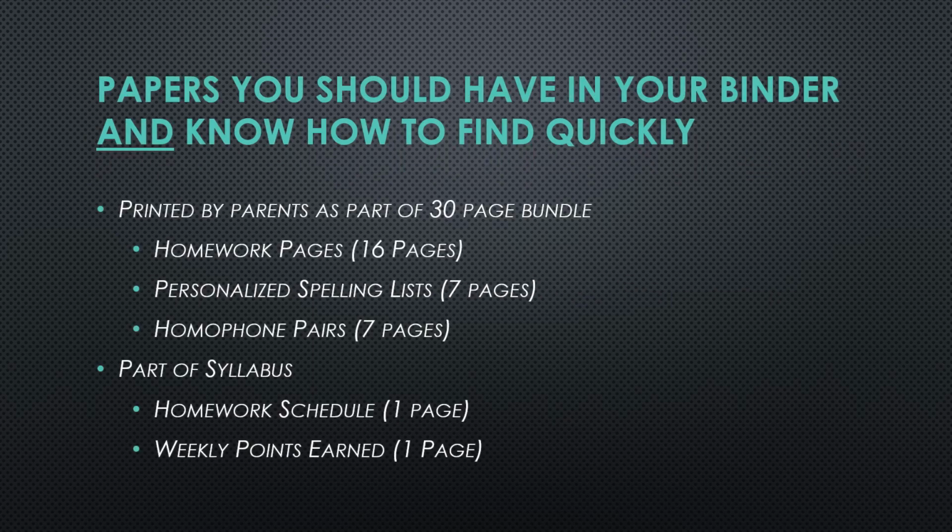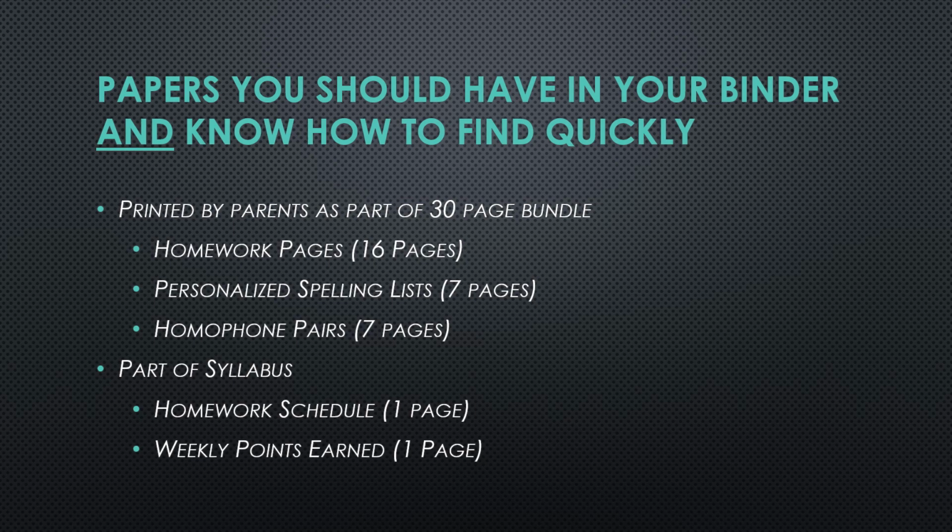First, let's quickly look at the 5 types of papers you should have in your binder. Not only should you have them, because I think most of you do, but you need to know where they are and be able to find them quickly when we ask about them. So there were 30 pages your parents printed at the beginning of class. 16 of those were your homework pages, 7 were personalized spelling lists, and 7 more were homophone pairs. Each of those 3 types should be behind their own divider tab in your binder. Also, there were 2 individual pages that were part of your syllabus that are really important. One is the homework schedule, and one is the weekly points earned page.